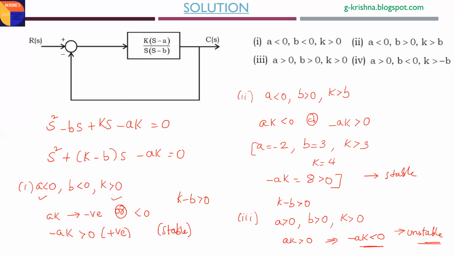Let us go to the fourth case. What is the fourth case they have given? A greater than 0, B less than 0, and K greater than minus B. A greater than 0 means you take A as some 5. B less than 0 means B should be taken as negative, minus 3. And K you have to take greater than minus B, which means greater than 3, so you can select K as 4 or 5, anything.